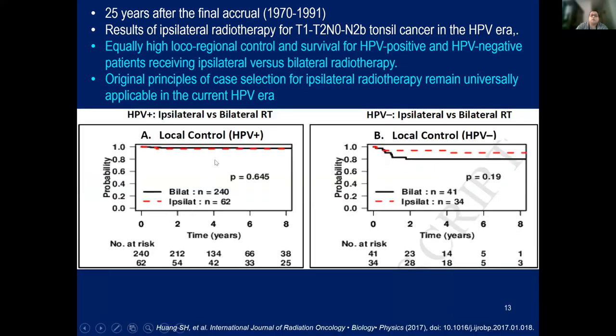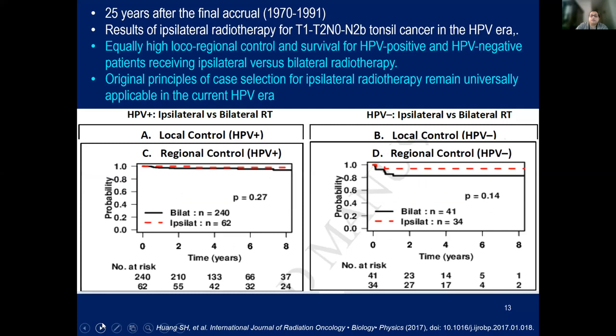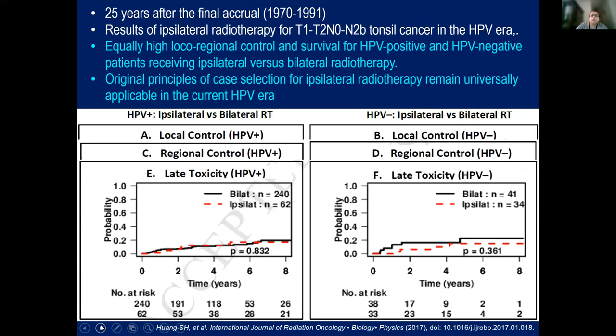And these are the local control rates, whether it is HPV positive or HPV negative. And this is the regional control rate, again irrespective of the HPV positive or the HPV negative status, comparing unilateral to bilateral radiation, and so also the late toxicity.